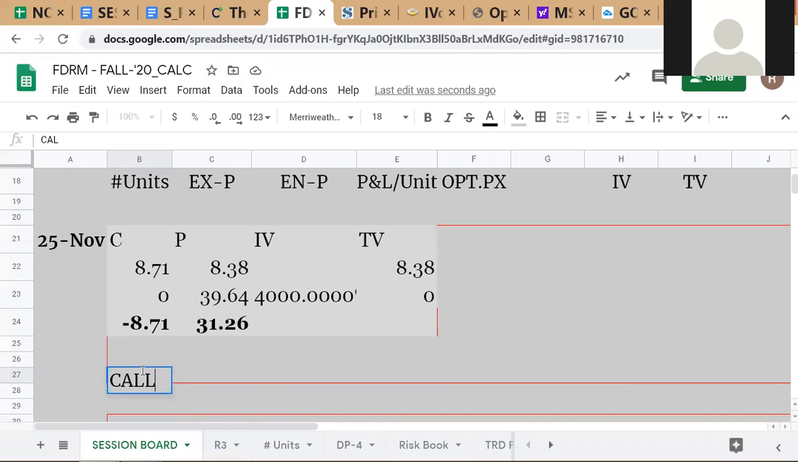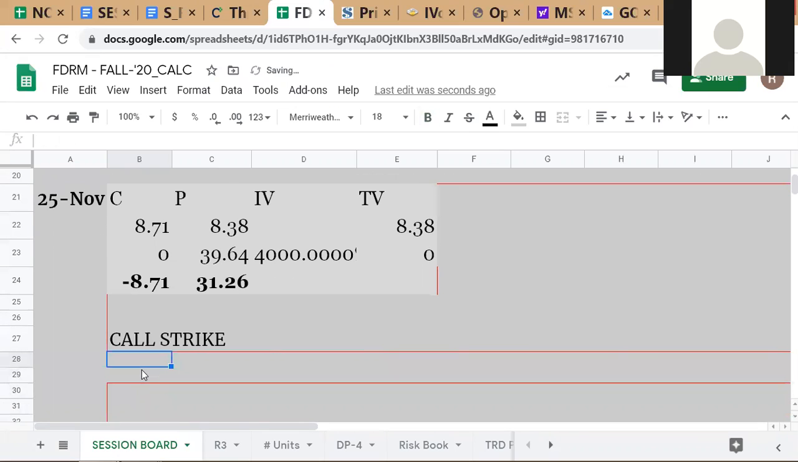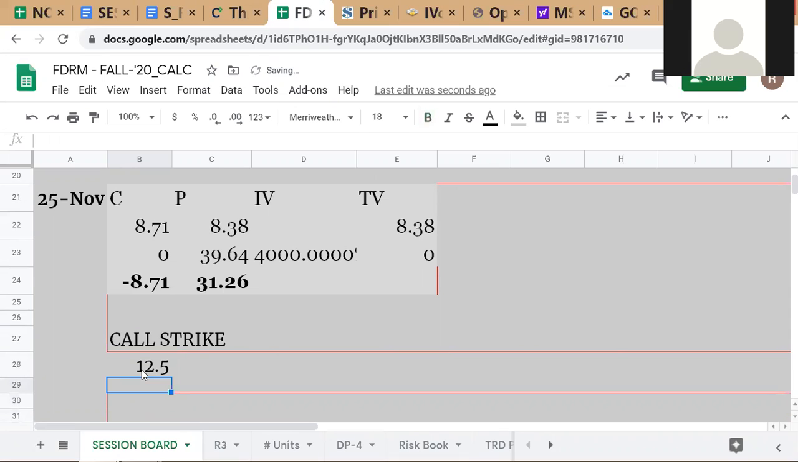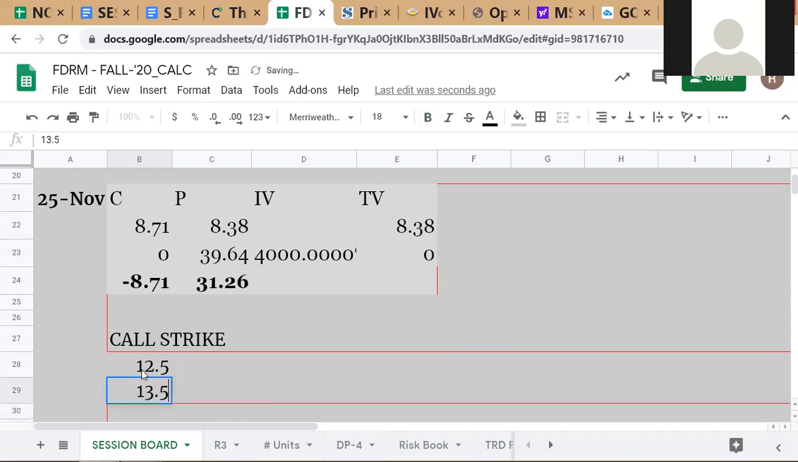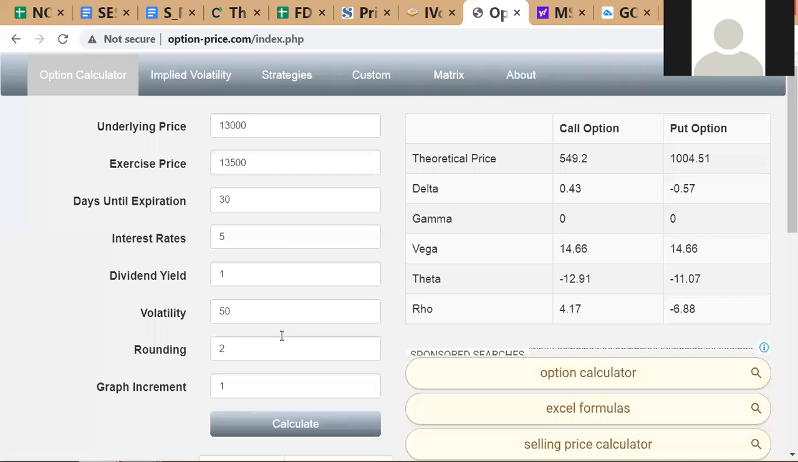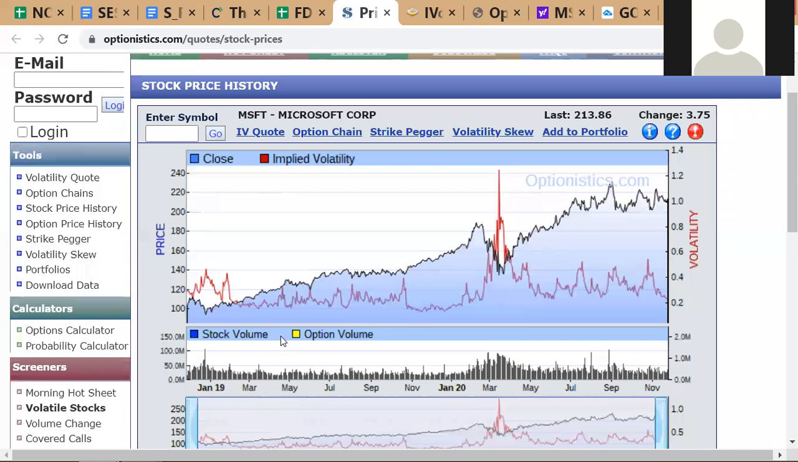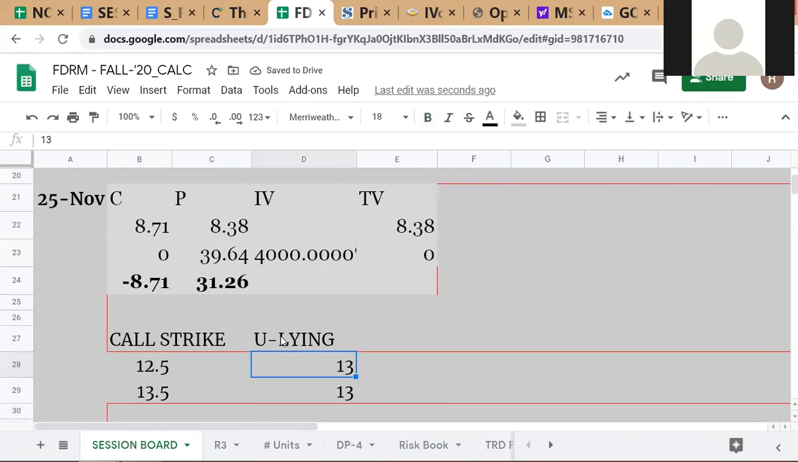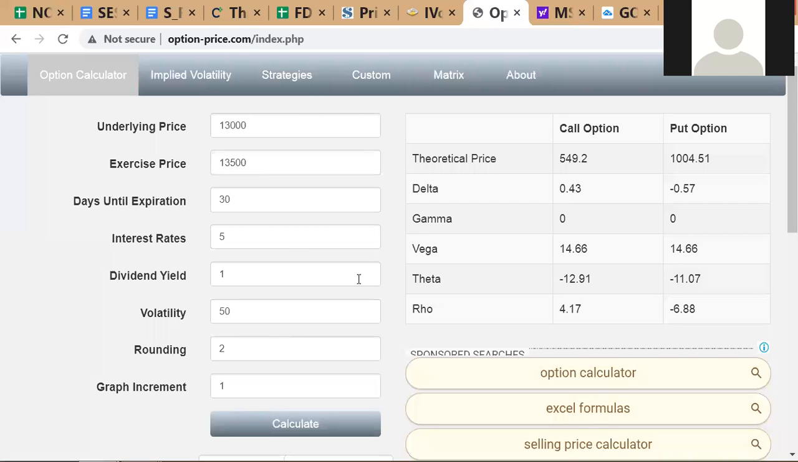call strike, okay. The call strike is 12.5K, so I'm just going to write 12.5, okay? And I'm going to write 13.5, right? So you're looking at two different call strikes, okay? Underlying is 13 for both. Am I right? Yes, sir. So underlying is 13 for both. You're looking at the two different call strikes, 12.5 and 13.5. Let's look at the actual prices.